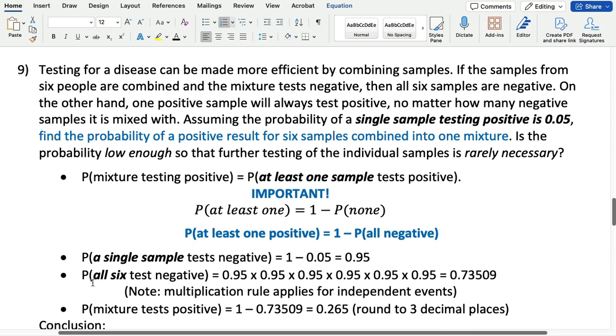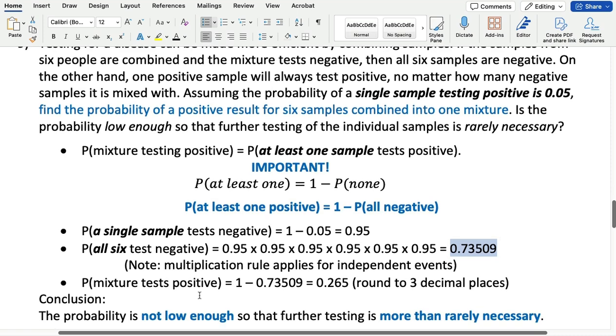The next step then would be, what is the probability that all 6 samples test negative? That's just going to be 0.95 times itself 6 times. That's the straight up multiplication rule. These are independent samples, so you're just going to be multiplying 0.95 times itself 6 times. And that turns out to be 0.73509. So we just used the multiplication rule there.